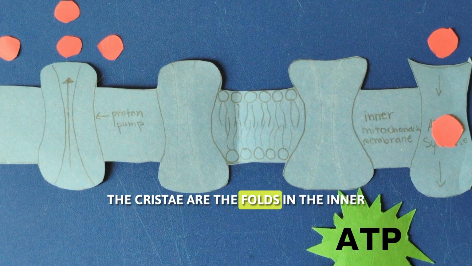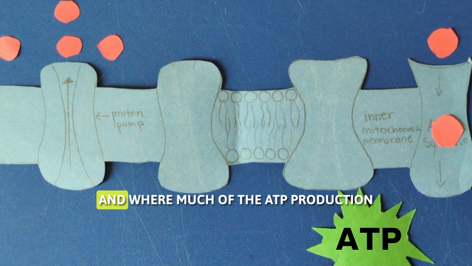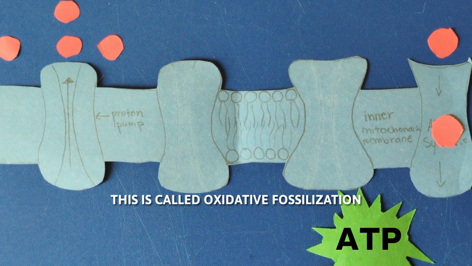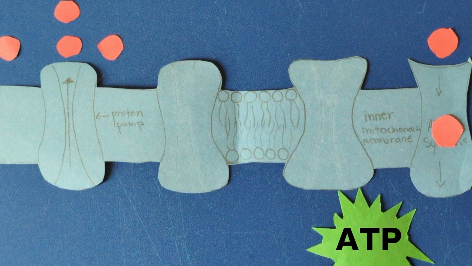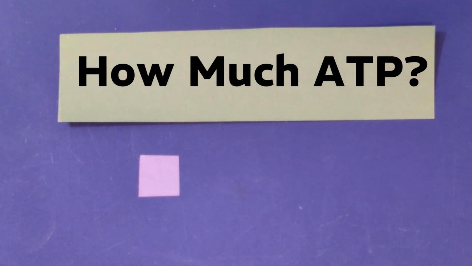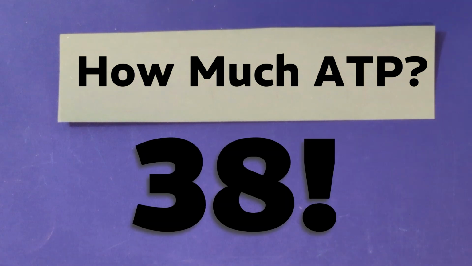The cristae are the folds in the inner mitochondrial membrane where ATP synthase is located, and where much of the ATP production occurs during oxidative phosphorylation. This is called oxidative phosphorylation because the process relies on oxygen in the electron transport chain to produce ATP. Overall, aerobic cellular respiration produces a net total of about 38 ATP molecules.